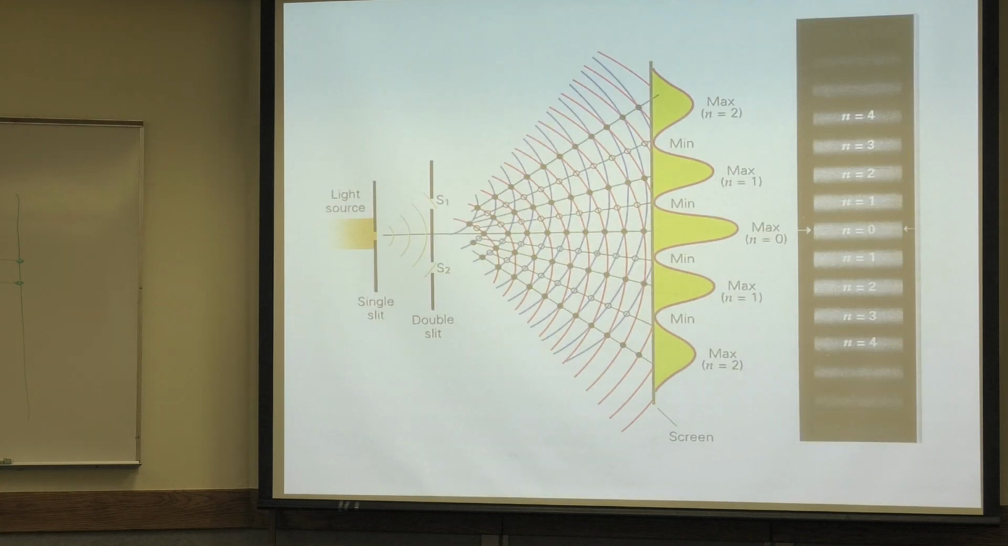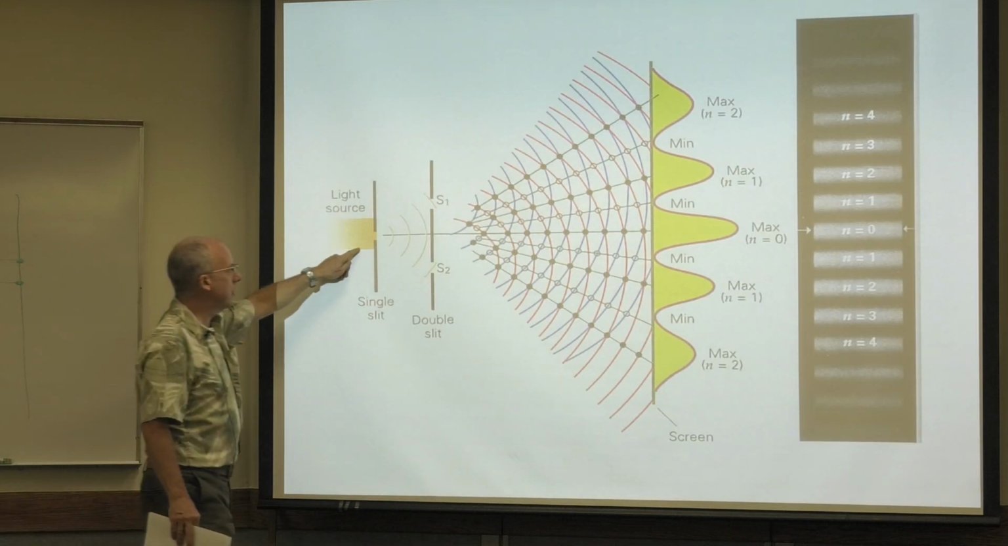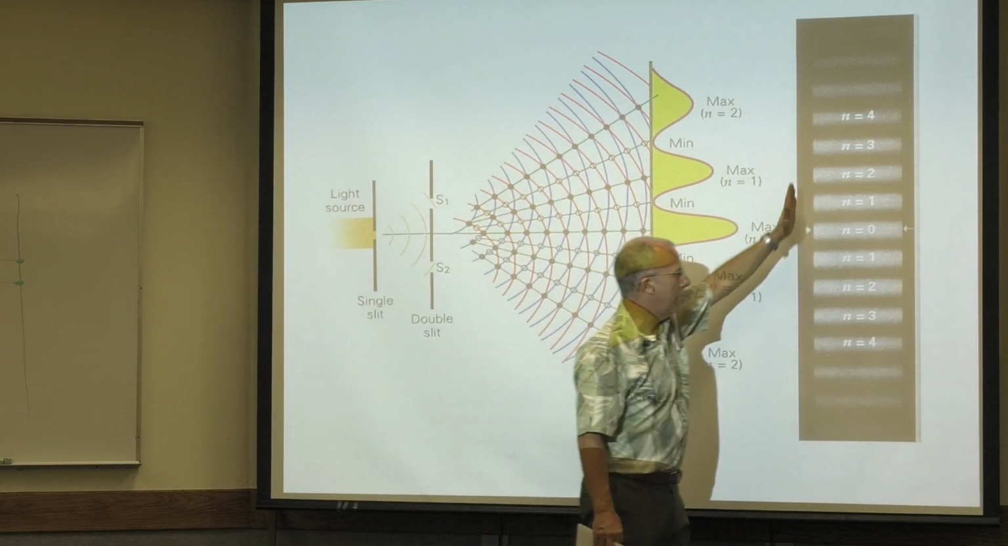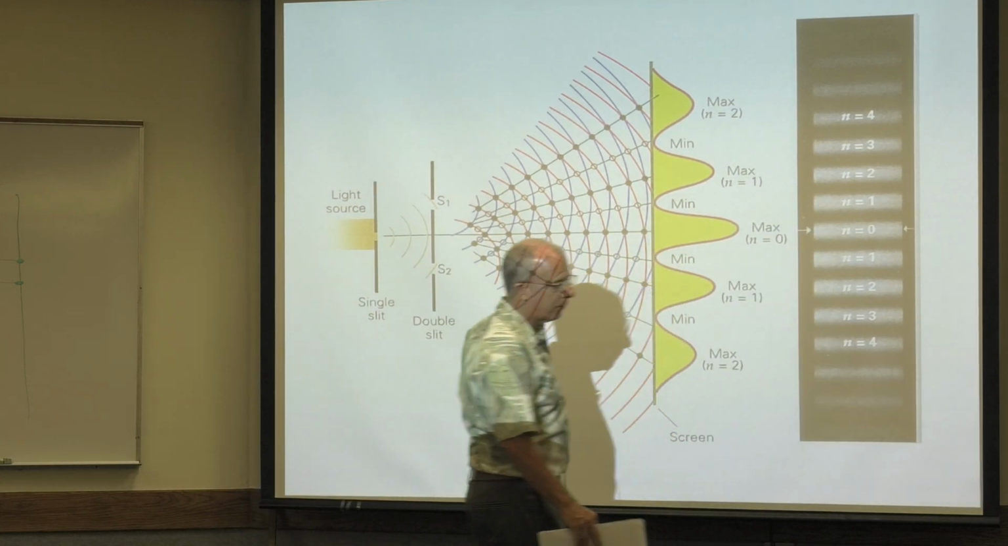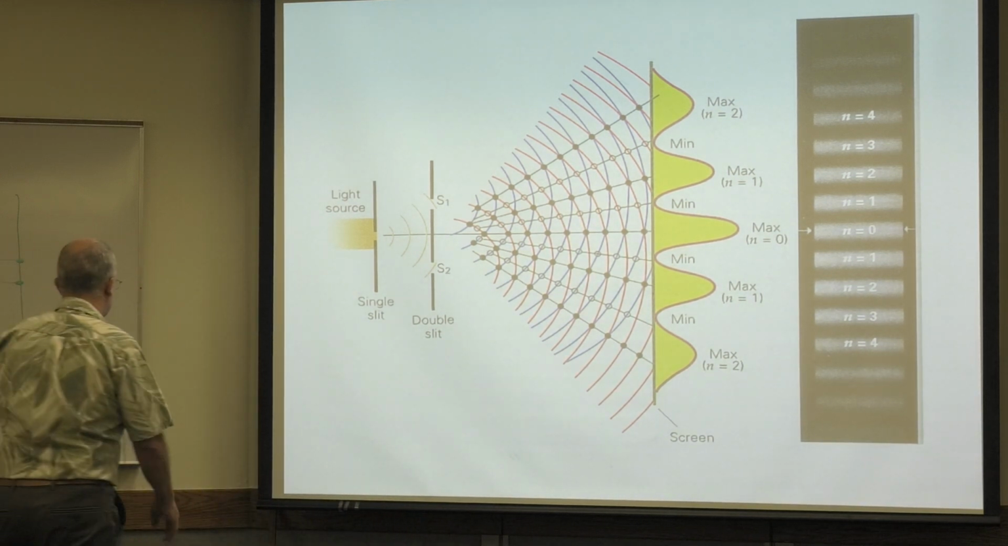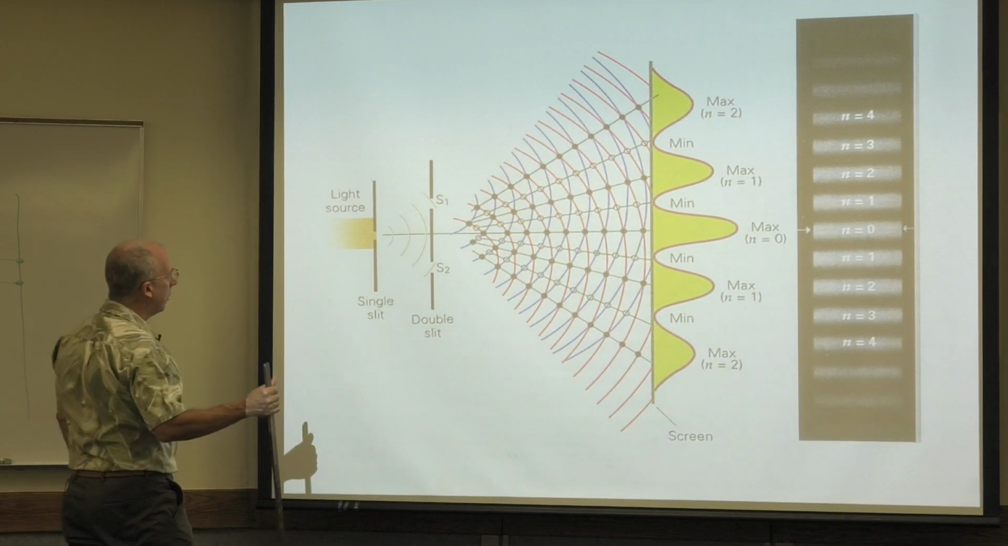So here's a nice little picture too. There's the light source, slit 1, slit 2. Here's the screen. That's what you see on the screen, this interference pattern. This is super easy to explain. I think we already did it. I don't remember. All right, super easy to explain.